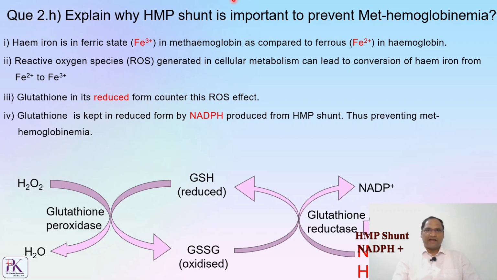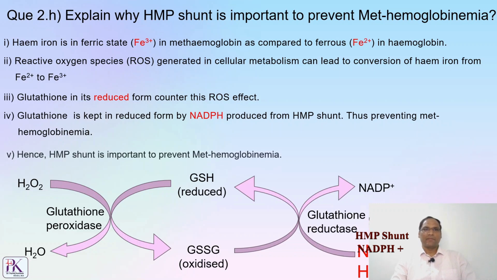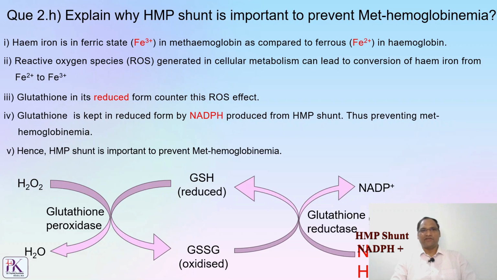So you write this and you should draw this pathway. What is the role of glutathione peroxidase? It counteracts the ROS effect, but it requires glutathione in reduced state. During this reaction, glutathione gets converted to oxidized state, and for the regeneration of reduced glutathione, you need another enzyme, that is glutathione reductase, which requires NADPH. So NADPH is required to keep glutathione in reduced state, and the source of NADPH is the HMP shunt. So this is how the HMP shunt is important to prevent methemoglobinemia. Let's move to the upcoming question.